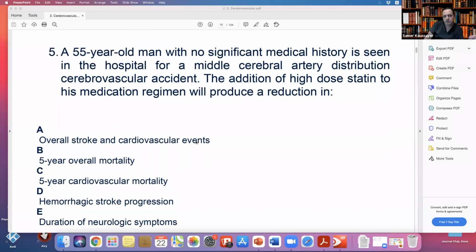To get an exam, you have to know what the trial said. You know why we give statin. Even now, there's a new study that came out a couple of weeks ago. They said statin is useless, but I don't know how strong this study is. They said it does not benefit anything, even cardiovascular.